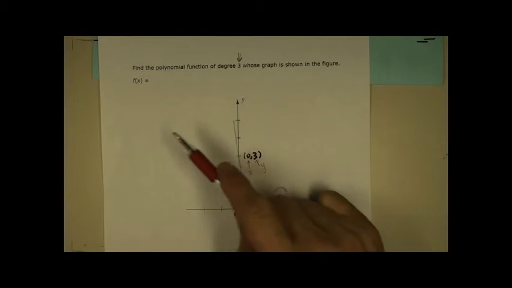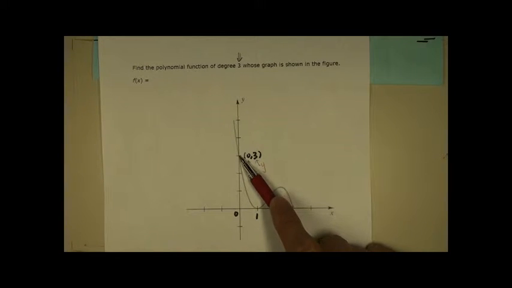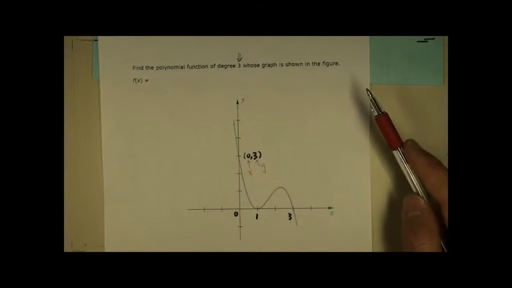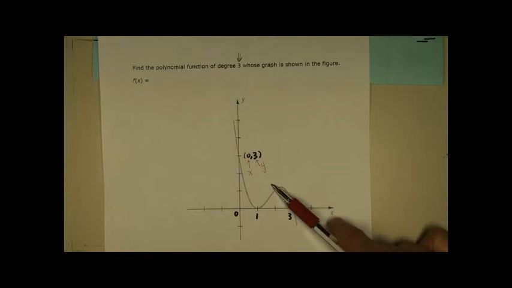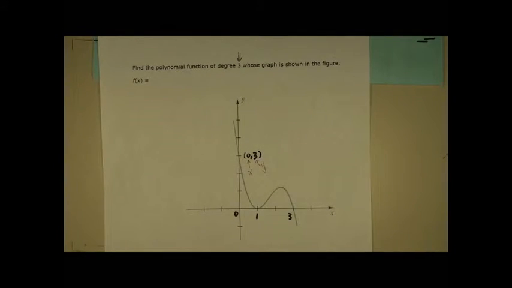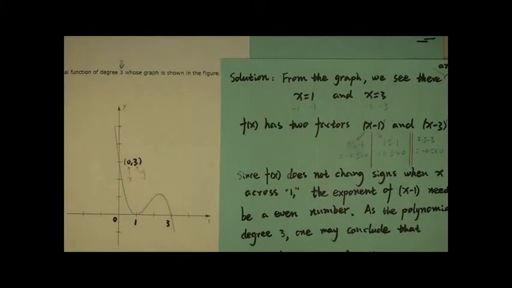Okay, right here, we know this is 1, this is 3, and here the graph goes through (0, 3), this point. You know, on the y-axis, the first coordinate x is 0. And then the point here is 1, 2, 3. So that's when you can mark this. We want to find out the algebraic expression for f(x) based on the graph. How to do that? We know 1 and 3 are zeros. So here is the explanation.